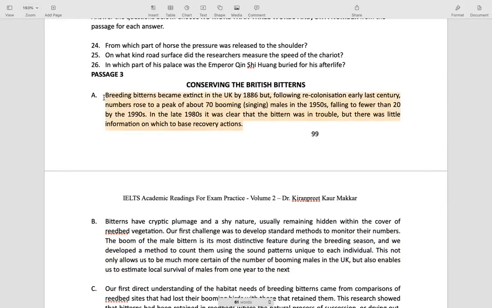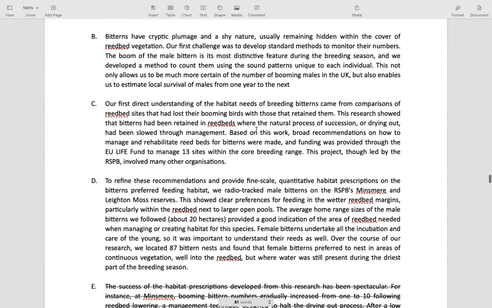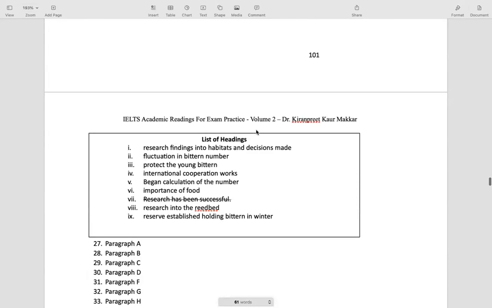So what I got from this paragraph is that the bittern had a problem. They became extinct, their numbers then rose, but then their numbers fell again. So people became clear that the bittern was in trouble. We had to save it, but there was very little information on how to start the recovery. So let's see the options and find the suitable one.